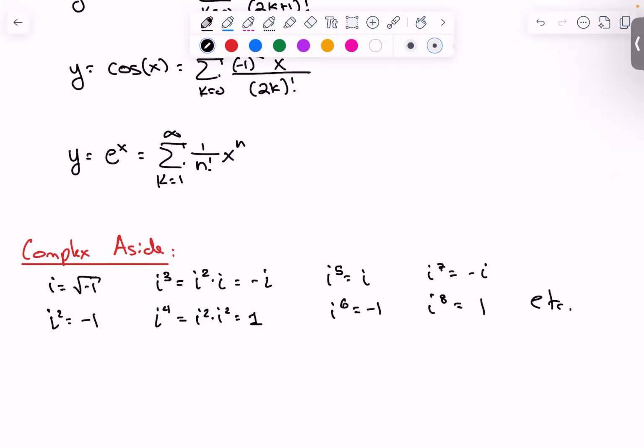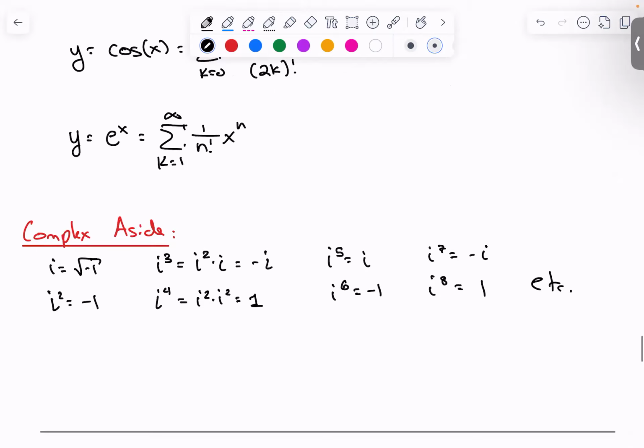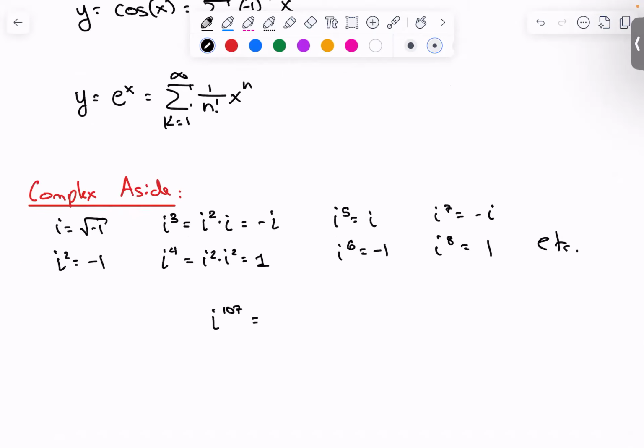And if the remainder you get when dividing your exponent by 4 is 1, you will get i as the number. If you get a remainder of 2, it'll be -1. If you get a remainder of 3, it'll be -i. And if you get a remainder of 0, it will be 1. So for example, i to the 107: I'll do 107 divided by 4. 4 goes into it 6 times, that's 24, and we get a remainder of 3.